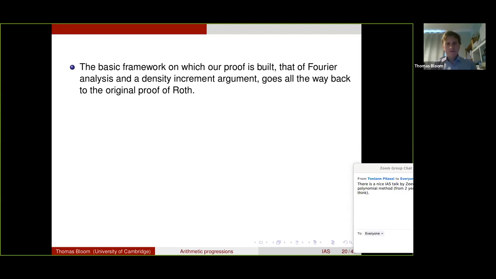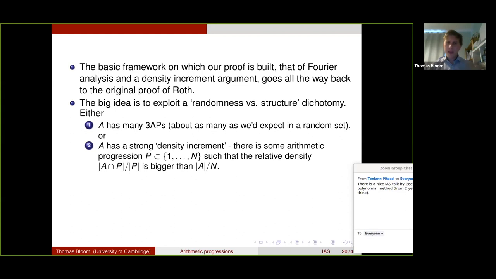The dichotomy. Roughly, the idea is either A has many three-term progressions, about what we'd expect in a random set, or A has a strong density increment. This is the structure part of the dichotomy. In particular, the structure takes the form of saying that there is some arithmetic progression P inside 1 up to N, such that the relative density of A inside P is bigger than the relative density of A inside 1 up to N.